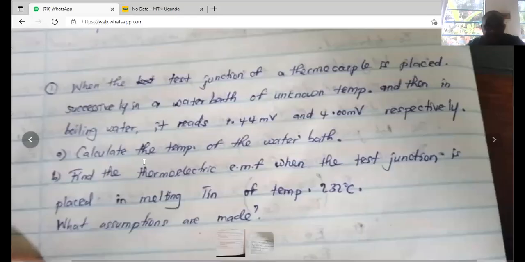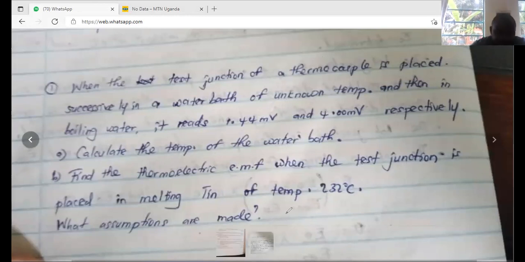So here is a question. The question says, when the test junction of a thermocouple is placed successively in a water bath of unknown temperature, and then in boiling water, it reads 1.44 millivolts and 4.00 millivolts respectively. Calculate the temperature of the water bath.